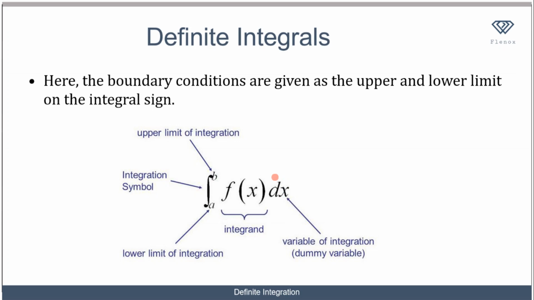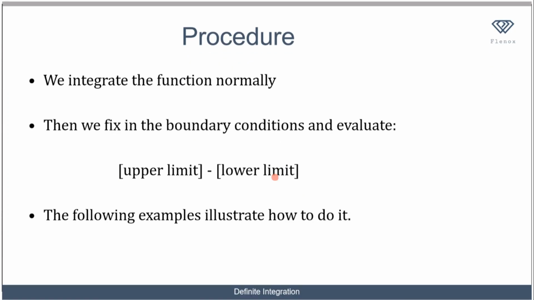So how do we go about solving this? The first thing we have to do is integrate the function like we normally do. And when we integrate the function normally, we now apply the boundary conditions and evaluate the upper limit minus the lower limit. I'm sure that this might look abstract to you, but the following example will illustrate what I mean exactly.